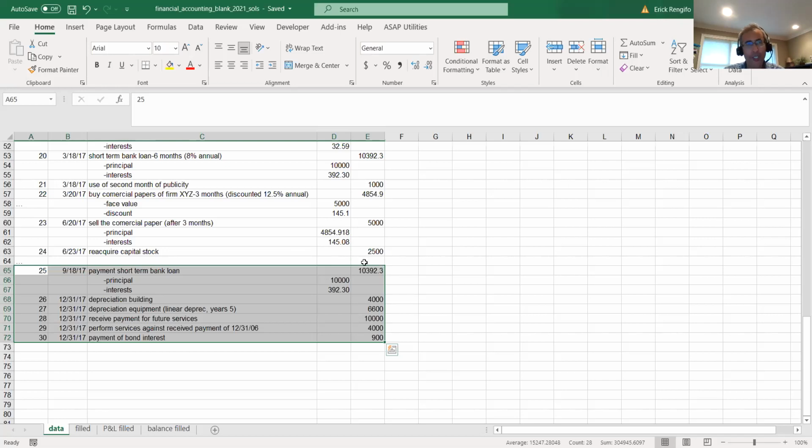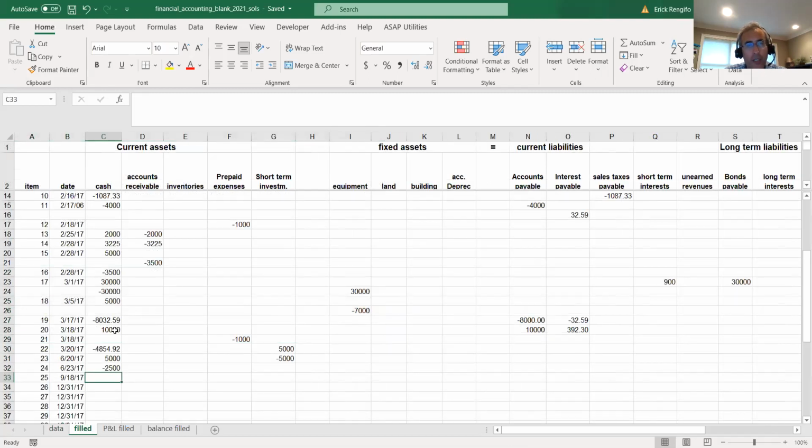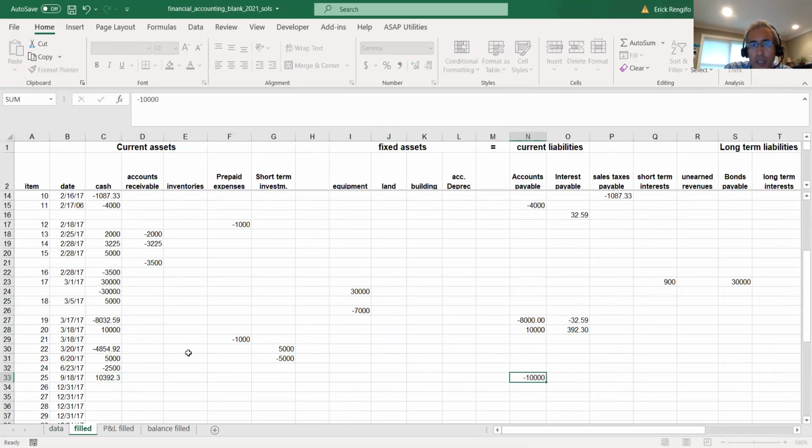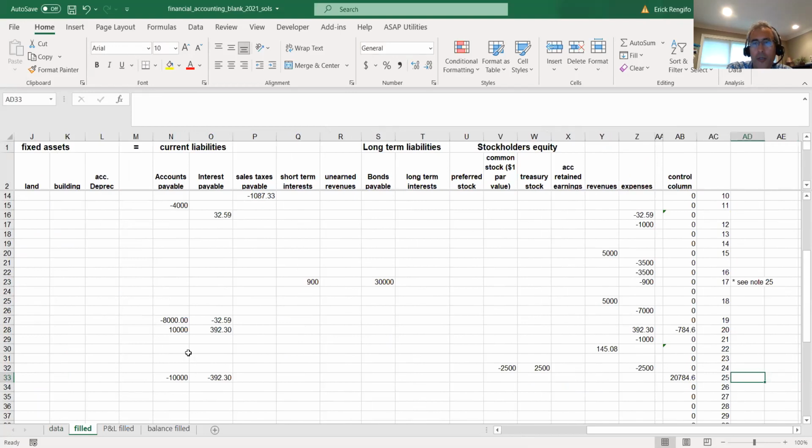Okay, so let's do this. So I have a payment of the short-term loan. Remember, this was a loan, so I need to pay this back. So where is this one here? Yeah, so I need to pay 10,392.3. This is going to disappear two things. It's going to disappear this $10,000 here, and it's going to disappear this $392.3 here. Okay, so we are net zero. You can take a look.